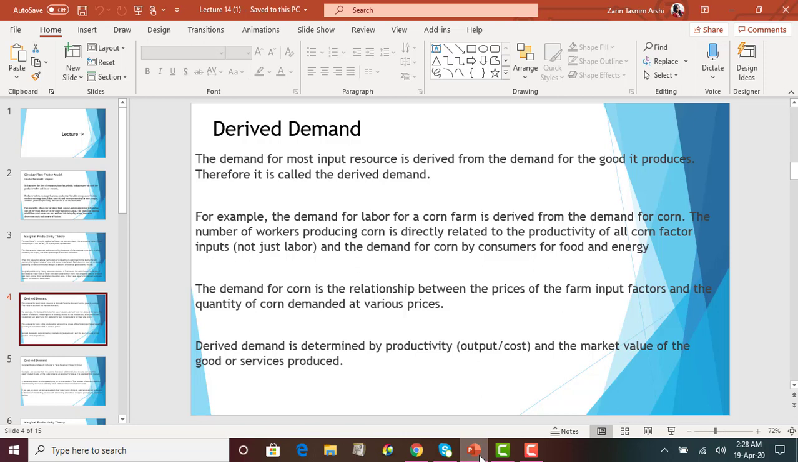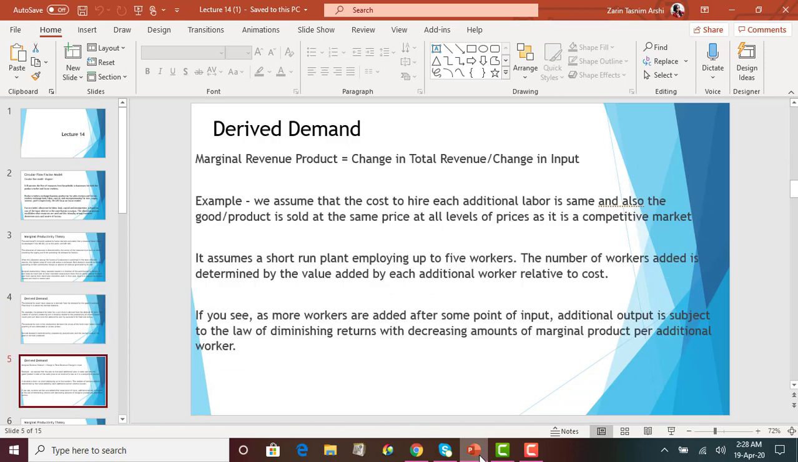And derived demand is also determined by productivity and the market value of the goods or services produced. Now, I'm going to create two scenarios. One is the perfect competition scenario, the pure competition market structure, where we have a large number of buyers, a large number of sellers, the products are identical or homogeneous, and the prices do not change.